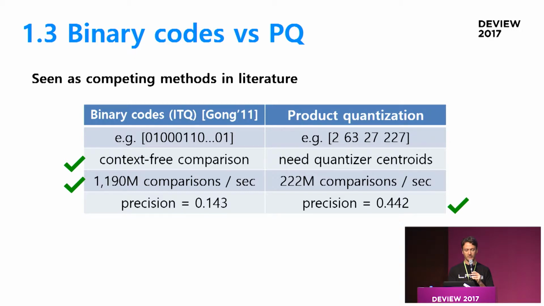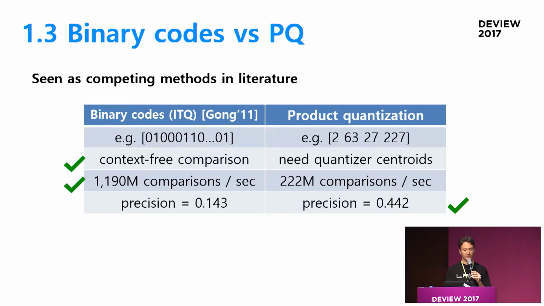Then here with PQ, you can do maybe 1/8 of the same number of comparisons. This is because you have to access lookup tables, and this is much less efficient than SSE instructions. On the other hand, these numbers are provided in a benchmark I will talk more about later.